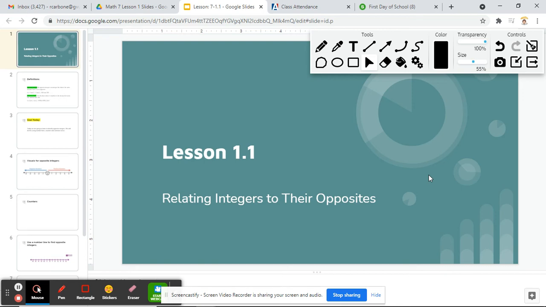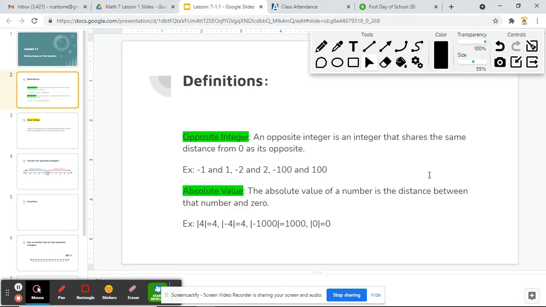Hello class, today we're going over lesson 1.1, how to relate integers to their opposites. So as always, let's start off with our definitions here.